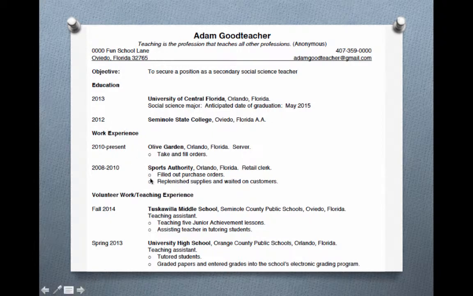Be careful of the verb tense you use. If you are still functioning in that position, use verbs in the present tense, as you can see here. If you are no longer employed in that position or serving in that capacity, use verbs in the past tense. This concludes part 1 of resume writing.